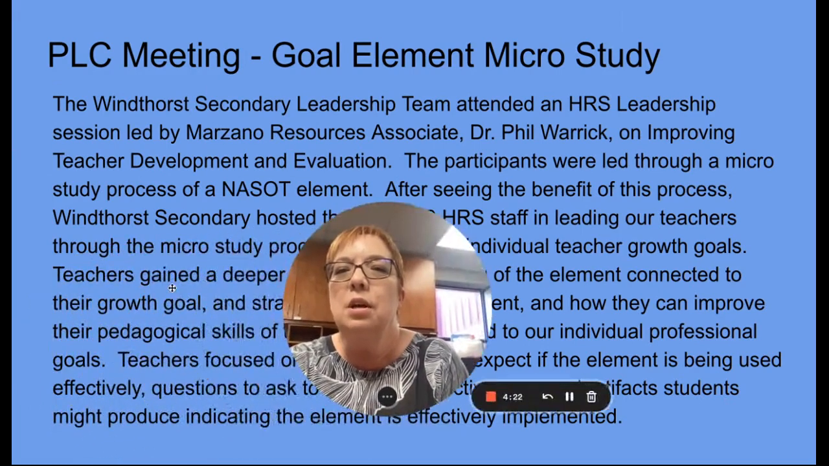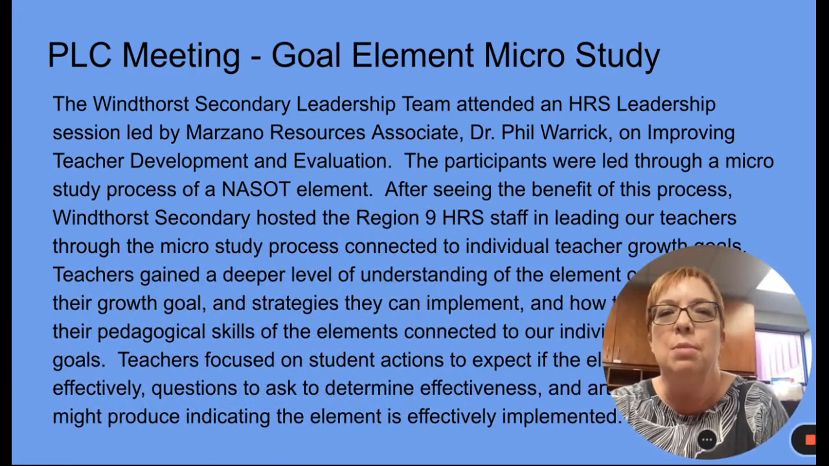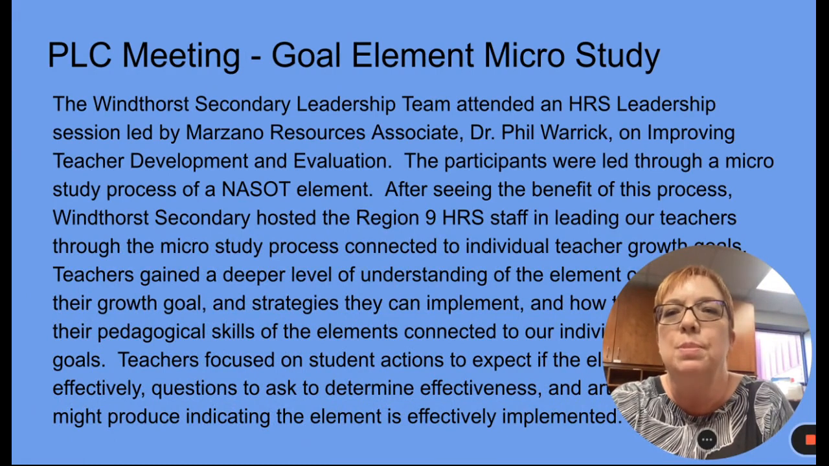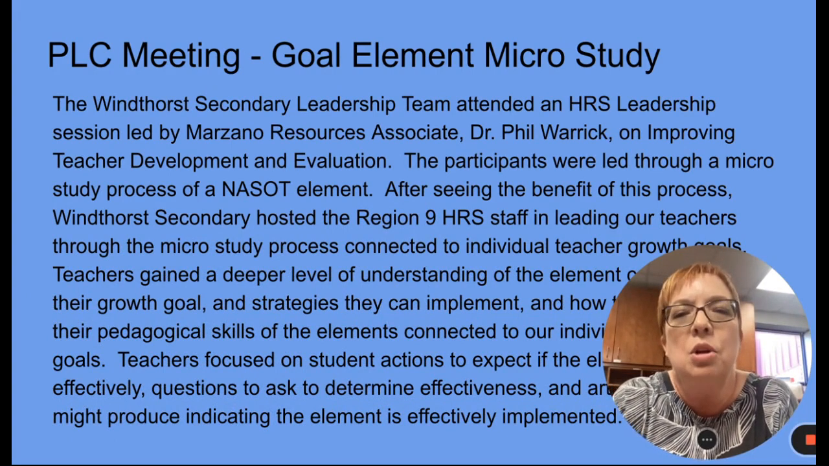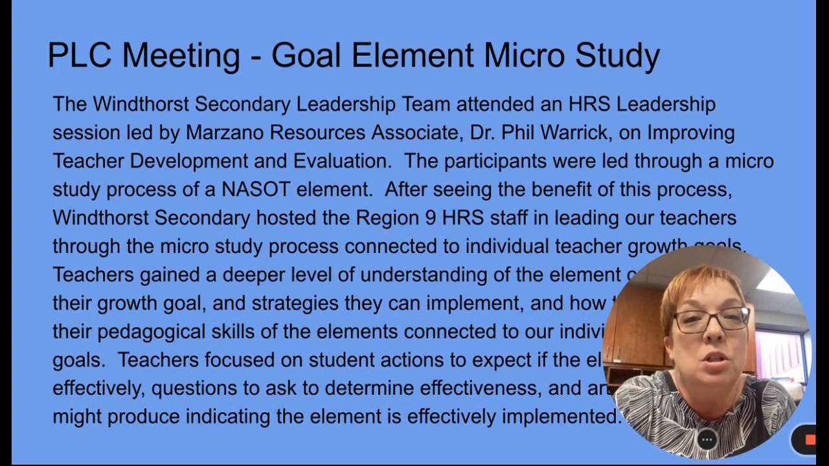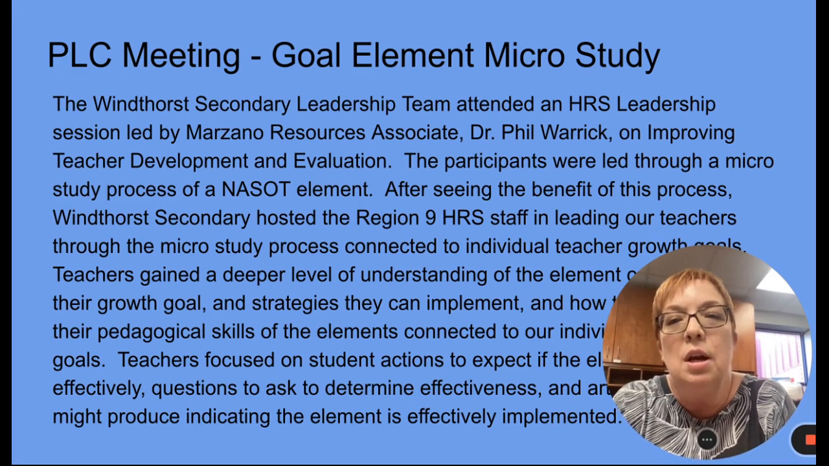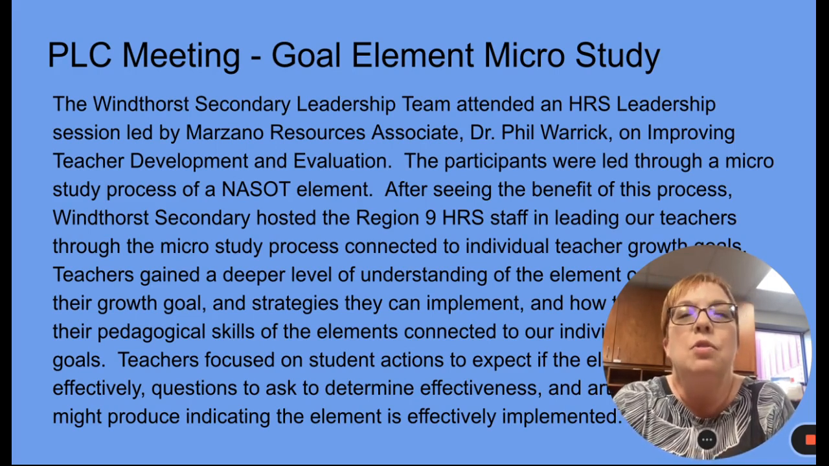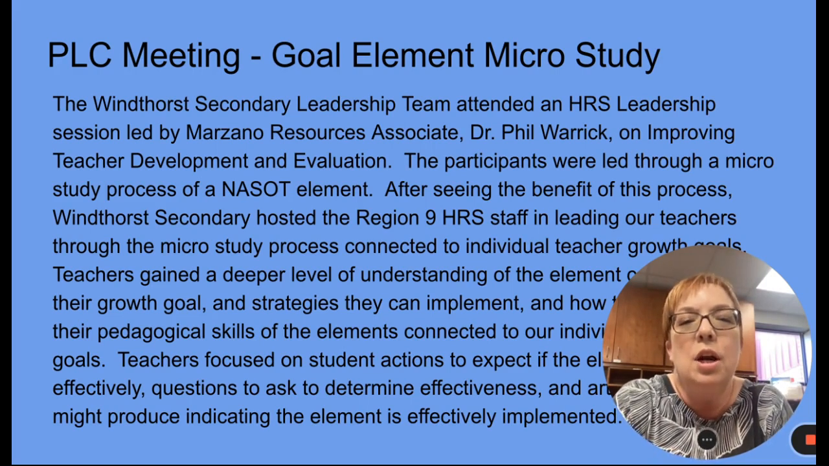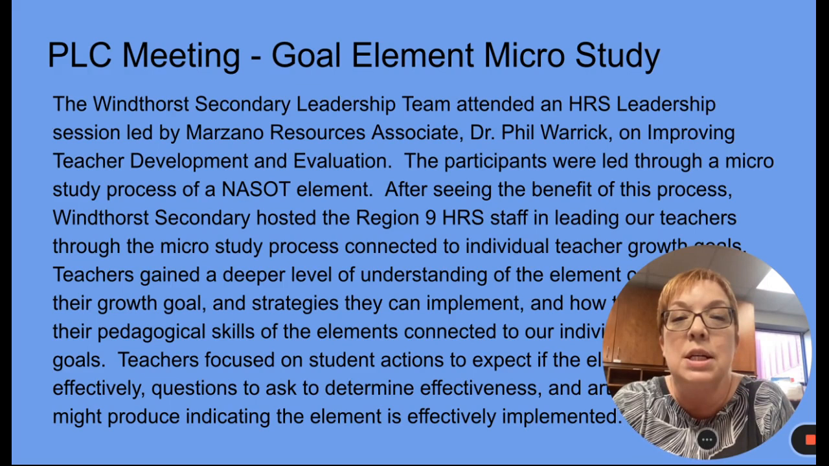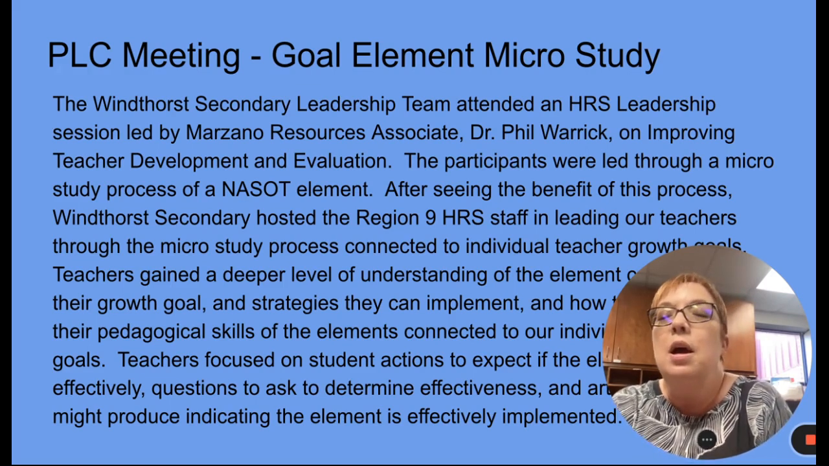The next thing we did was that the secondary leadership team attended a HRS leadership session led by Marzano Resources Associate Dr. Phil Warwick on improving teacher development and evaluation. The participants were led through a micro-study of an ASOT element. After seeing the benefit of this process, Windthorst Secondary hosted the Region 9 HRS in leading our teachers through the micro-study process connected to individual leader growth goals.